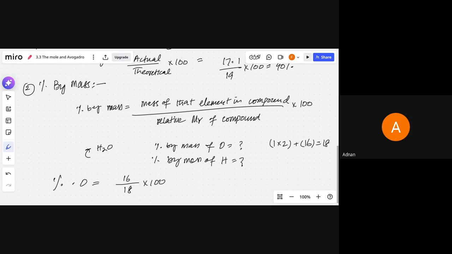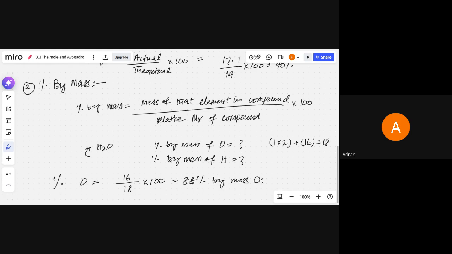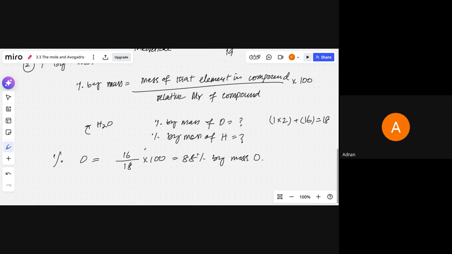Percentage by mass of oxygen, so this is 16 divided by 18, we get 0.88 times 100, so this gives us 88% oxygen by mass present in water. Now the remaining part: since there are only 2 elements involved, the rest will be hydrogen, right? So you can subtract 88 from 100. So 100 minus 88, we get 12%.